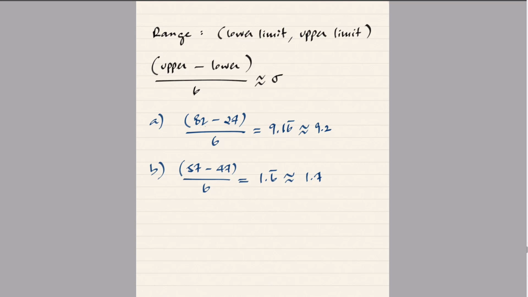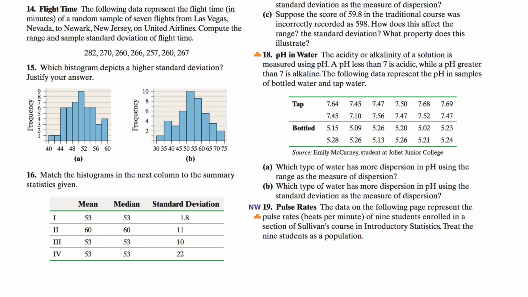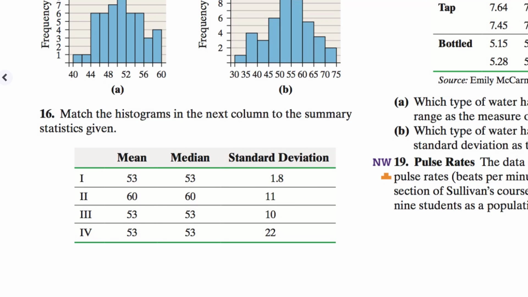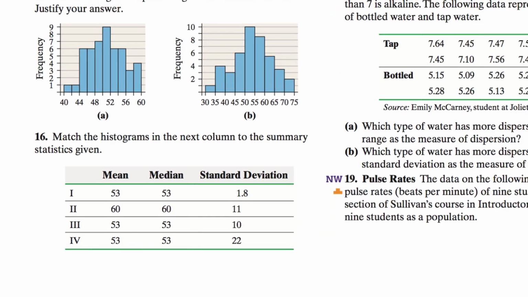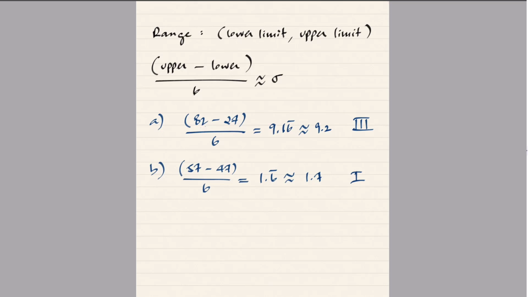And so if we go back and take a look at the text, it looks like letter A matches to Roman numeral 3, and it looks like letter B matches to Roman numeral 1. So let's put that down. And so now I'm ready to move on to figure C in the graph there.